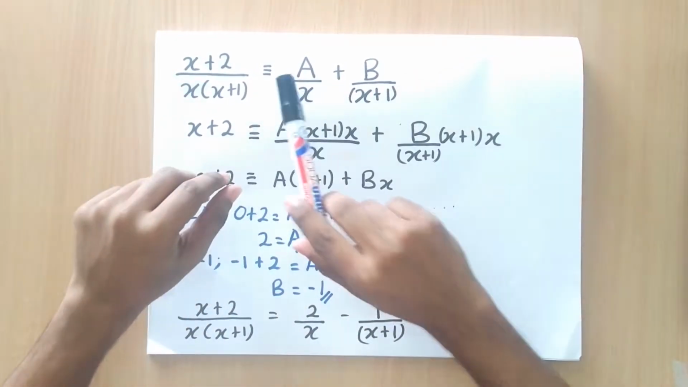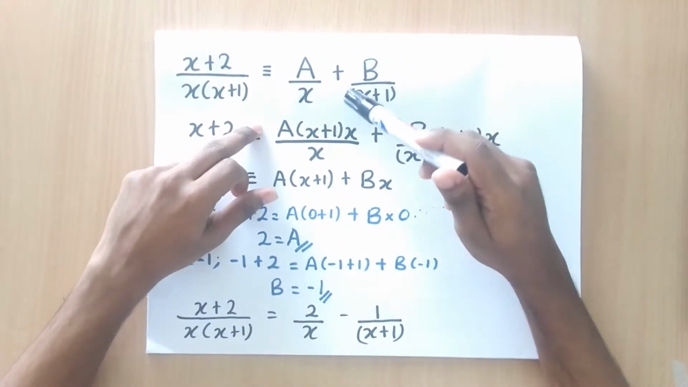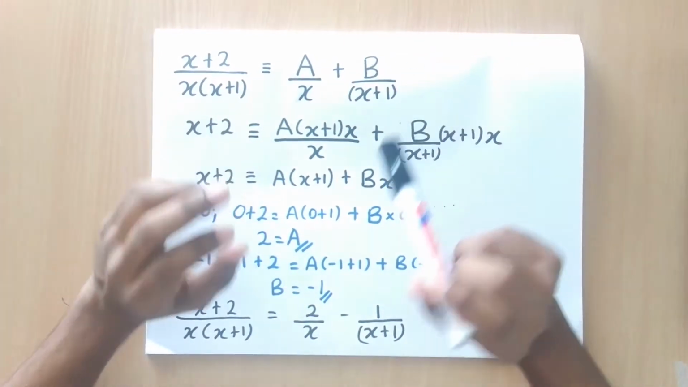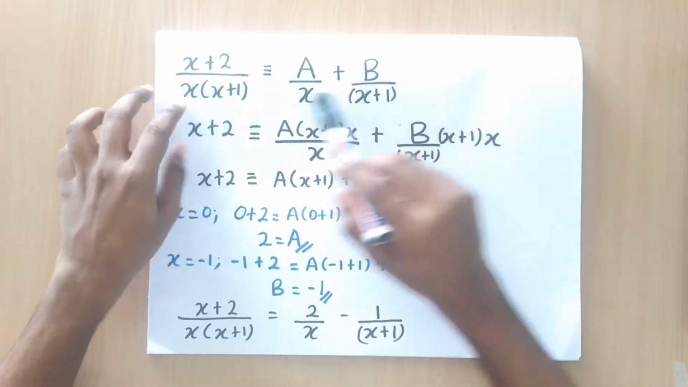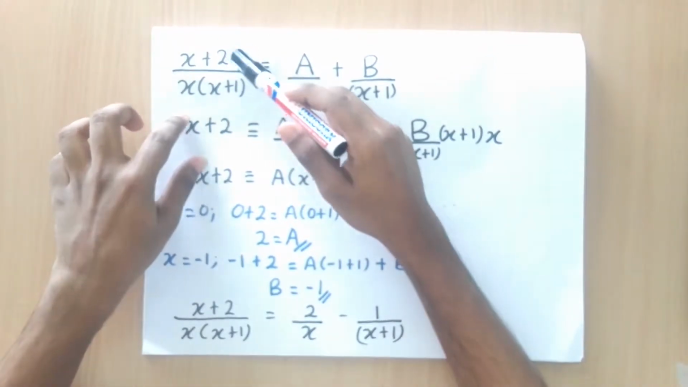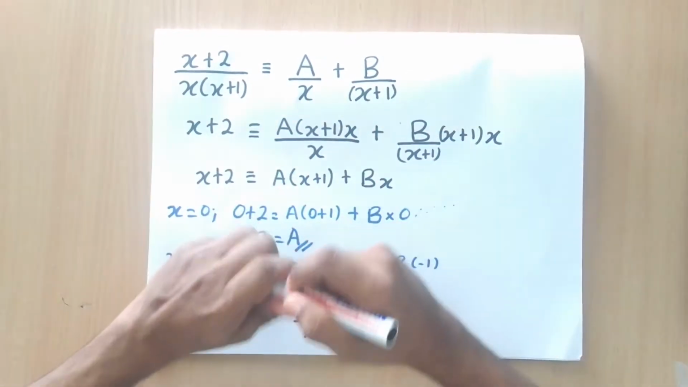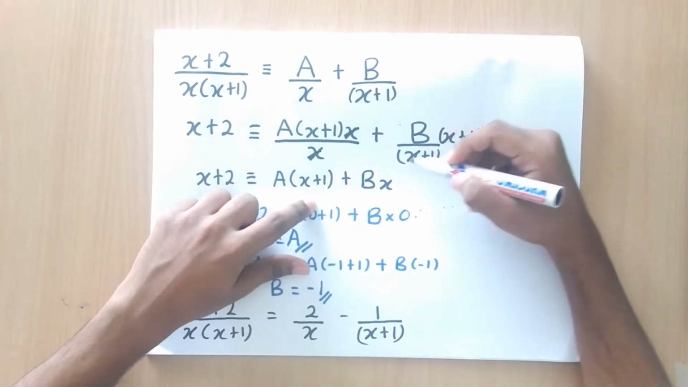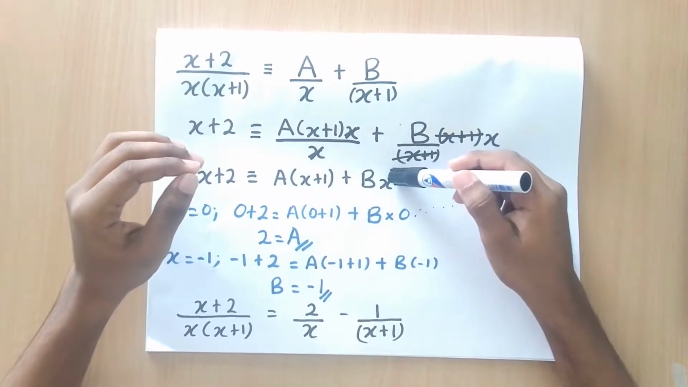So now we have to separate this into a over x plus b over x plus 1. Here, a and b are constants that we need to find. Then we multiply this whole equation by the denominator, that is x into x plus 1. So when we multiply this term by x into x plus 1, we get x plus 2. When we multiply this, the x gets cancelled off. And when we multiply this, x plus 1 gets cancelled off. Finally, we get this equation.